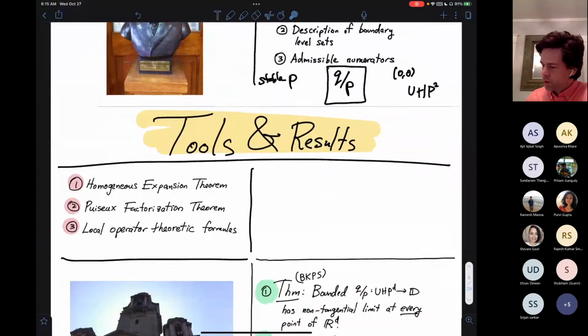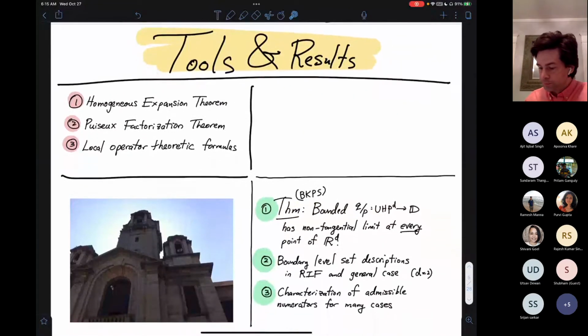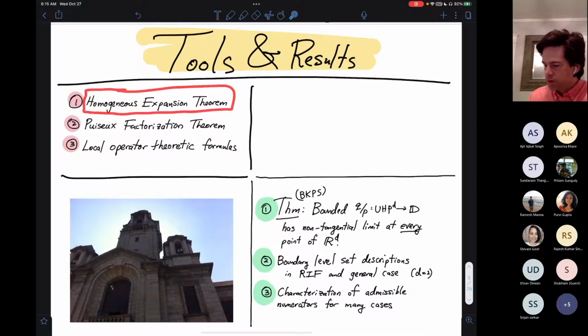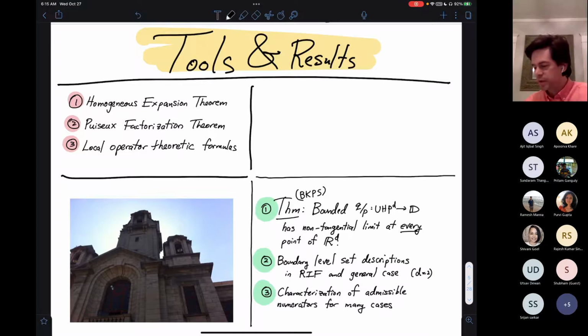And to address these questions, we came up with a way to kind of divide it into sort of three tools. So stable polynomials have special homogeneous expansions. So there's some interesting things you can say about their homogeneous expansions.